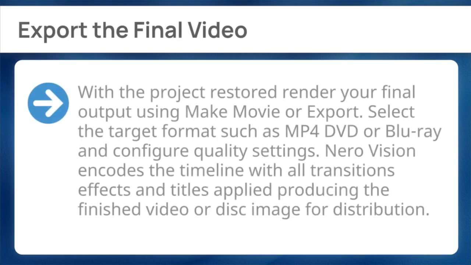Finally, export the final video. With the project restored, render your final output using Make Movie or Export. Select the target format, such as MP4, DVD or Blu-ray, and configure quality settings. Nero Vision encodes the timeline with all transitions, effects, and titles applied, producing the finished video or disc image for distribution.